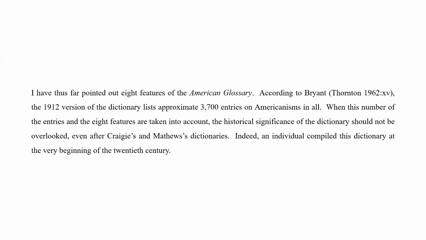I have thus far pointed out eight features of the American Glossary. According to Bryan, the 1912 version of the dictionary lists approximately 3,700 entries on Americanisms in all. When this number of the entries and the eight features are taken into account, the historical significance of the dictionary should not be overlooked, even after Craigie's and Matthews's dictionaries. Indeed, an individual compiled this dictionary at the very beginning of the 20th century.